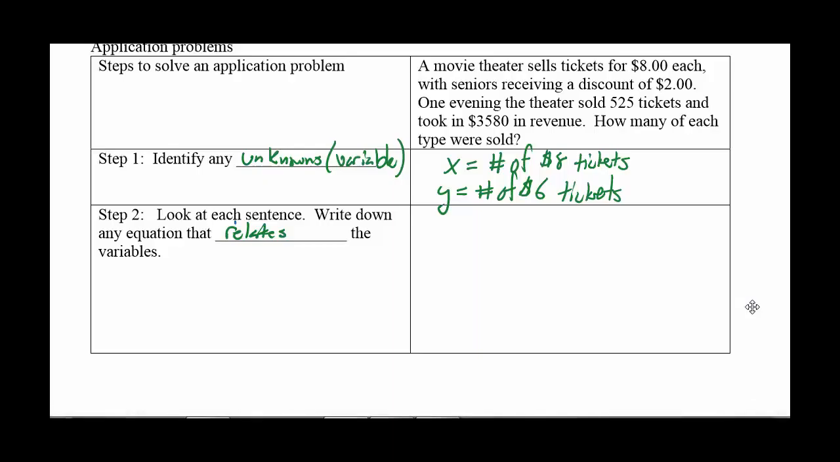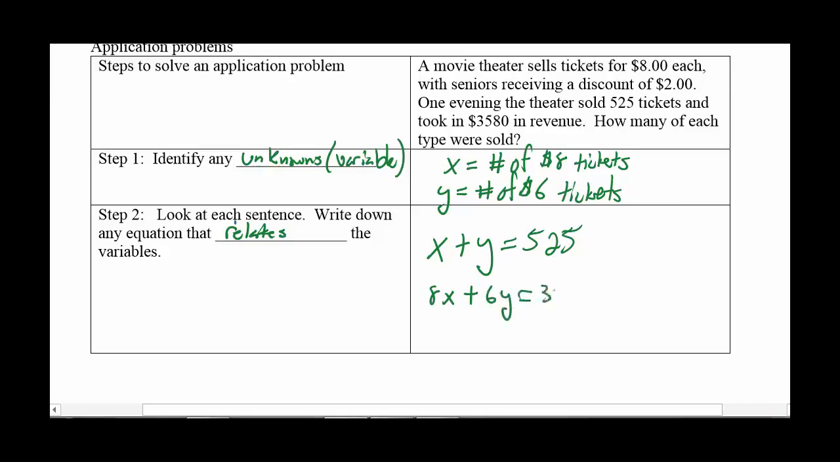It says one evening the theater sold 525 tickets. So if I take the number of $8 tickets and I add it to the number of $6 tickets, I should get how many tickets were sold. And then the second part of that sentence says they took in $3,580. So if I take $8 times the number of $8 tickets and then $6 times the number of $6 tickets, that should equal the $3,580 that they sold the tickets for. Okay.